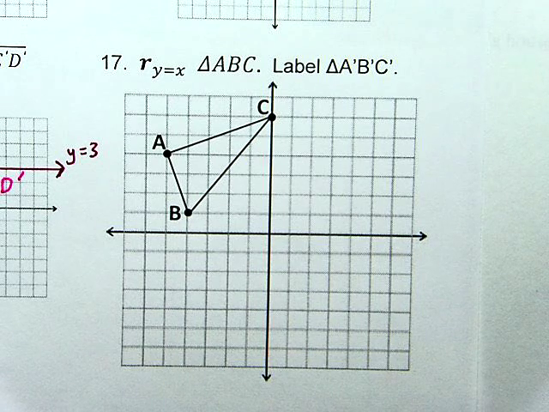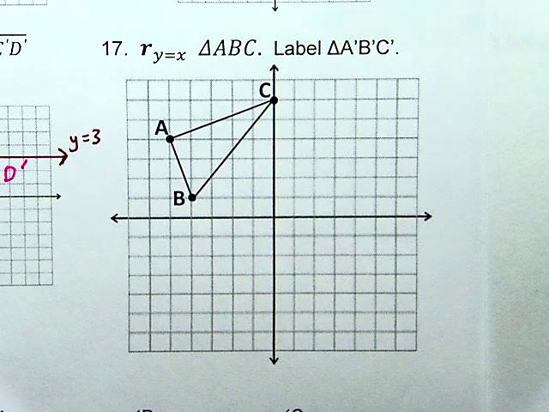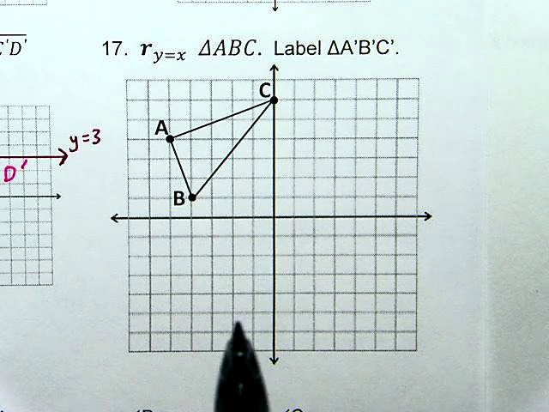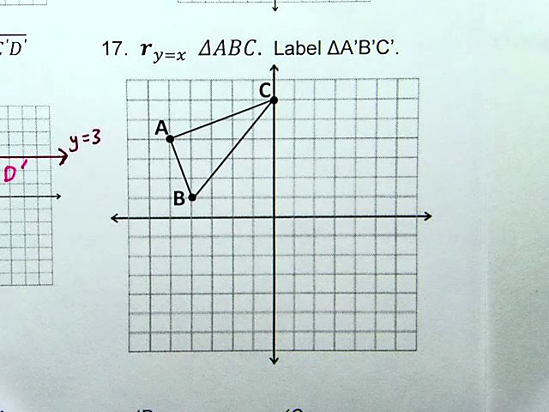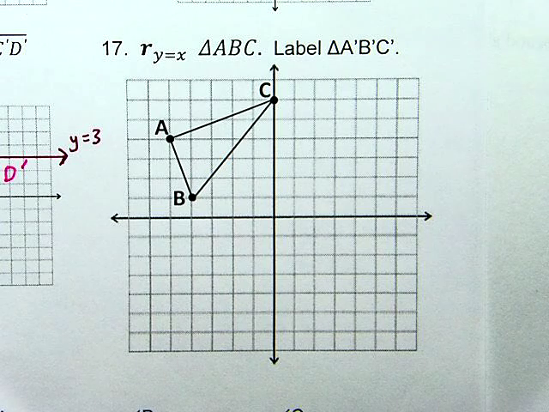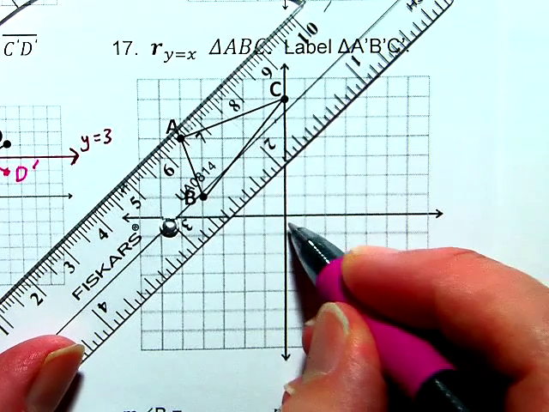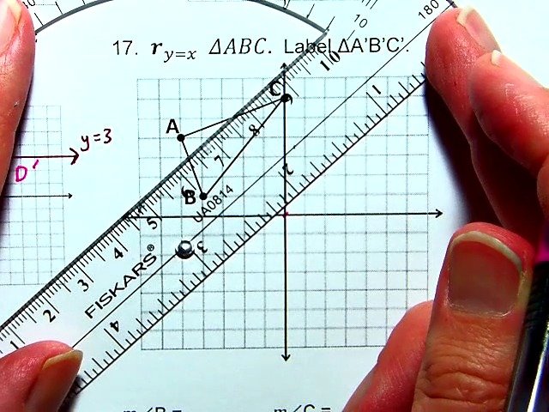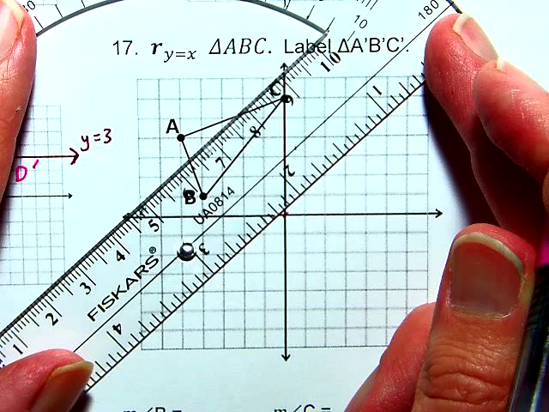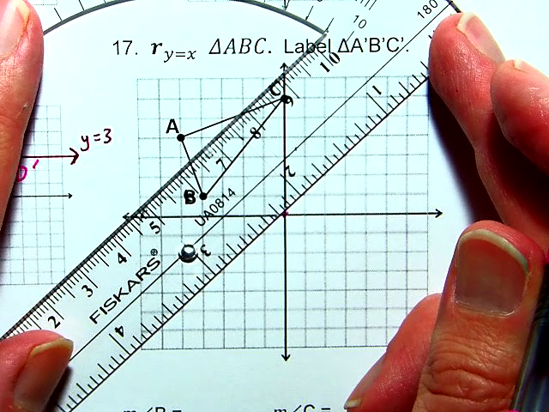So we're now up to question number 17. We need to reflect triangle ABC across the line y equals x. Okay, so this is a different kind of a line. It's not parallel to the x or to the y-axis, but it's a line that goes through the origin, and it is at exactly a 45-degree angle to both the x and the y-axis.